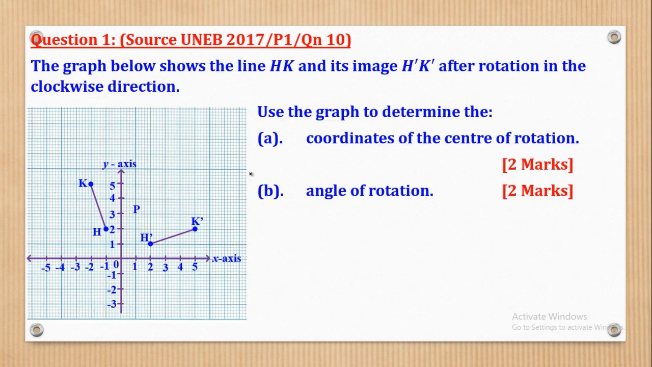So we shall go through the same steps. The good thing here, they have already plotted for us the object and its image. So we need to go through to step 2. Step 2 said join the object point to its corresponding image point. So we shall join H to H prime and also join K to K prime.